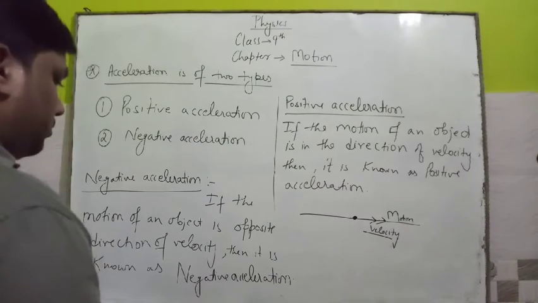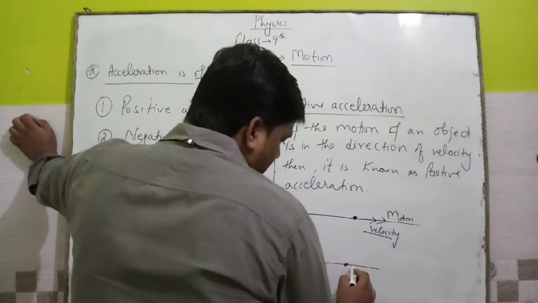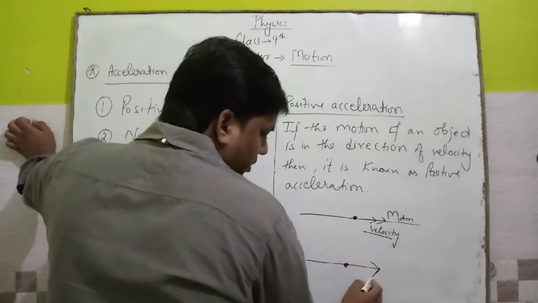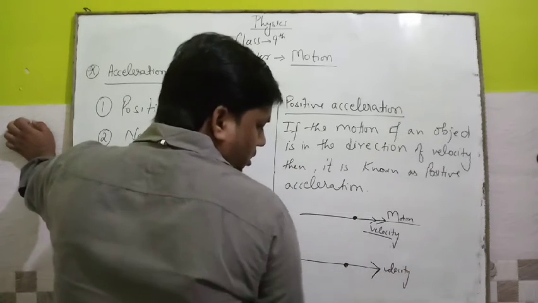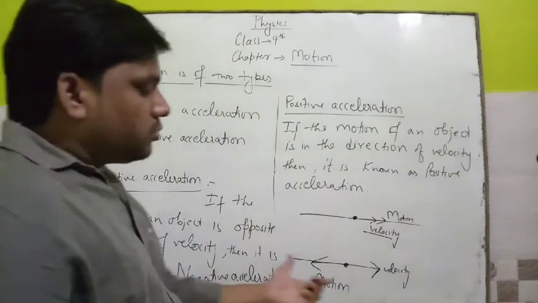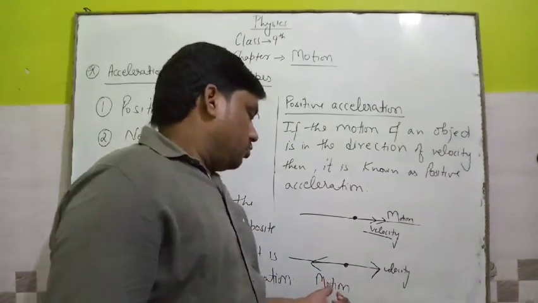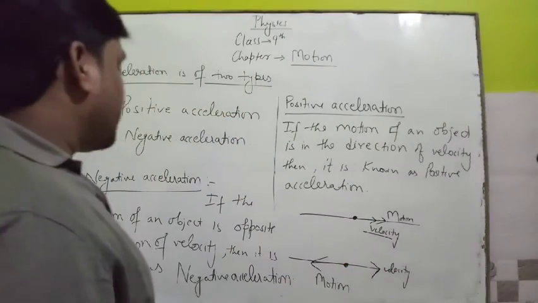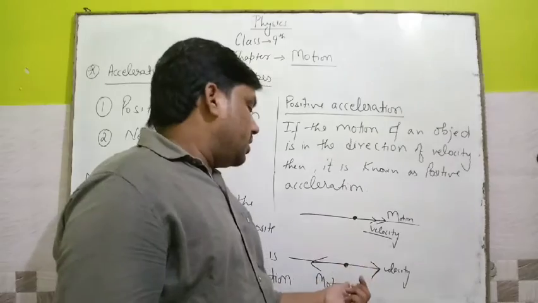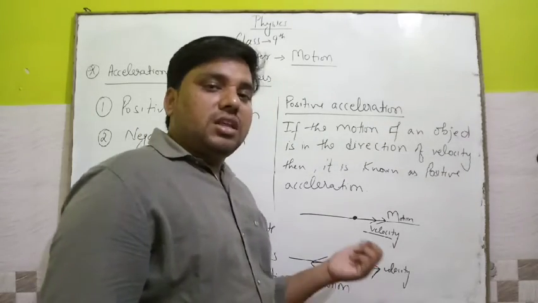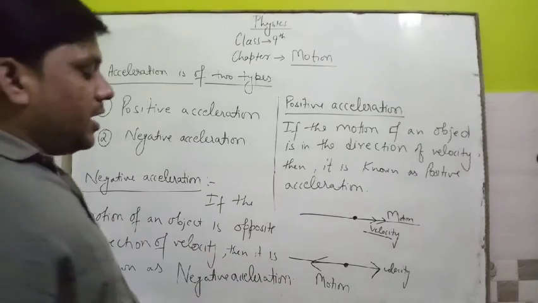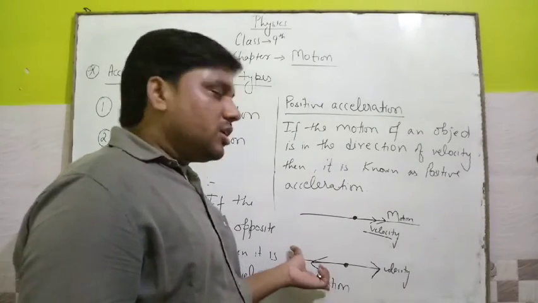Suppose this is an object, and this is the direction of its motion, and the direction of velocity is just opposite. Both are in opposite directions. In that case we can say that is negative acceleration. Now think: motion is in this direction, and velocity starts in this direction. What happens here? The velocity of the object decreases. Clear? The velocity of an object decreases, and this special case is known as retardation.